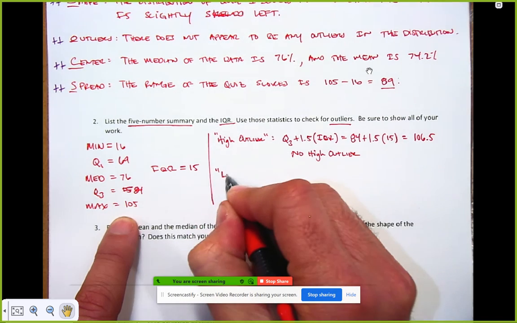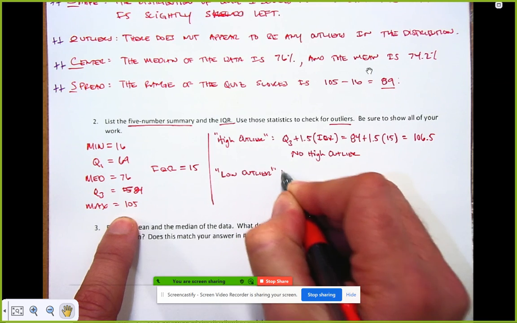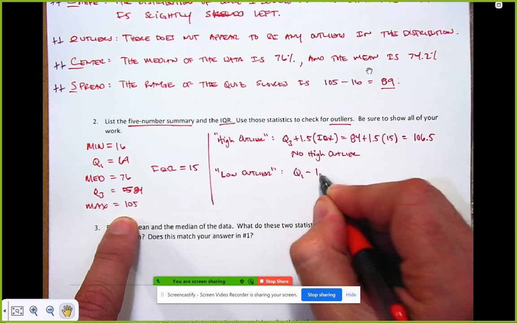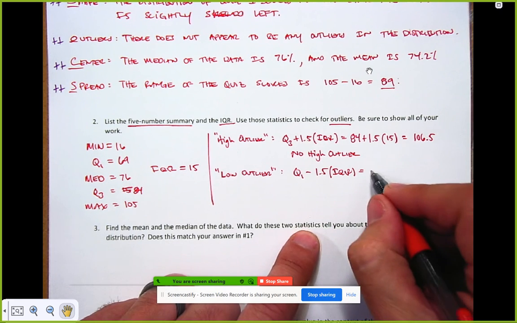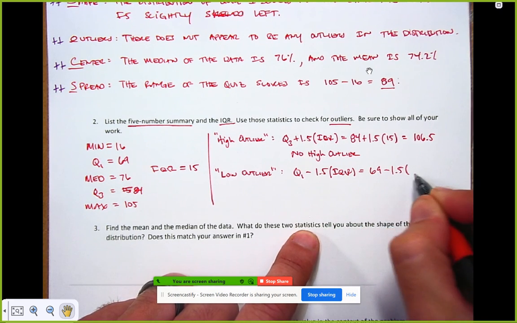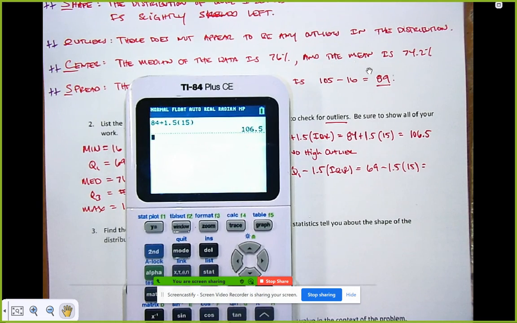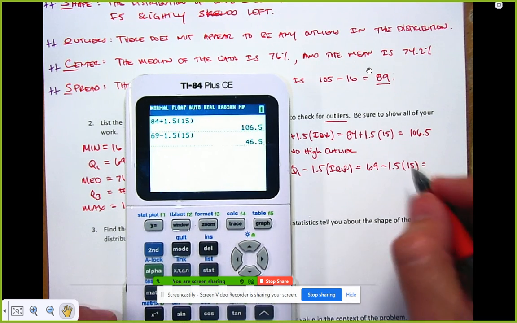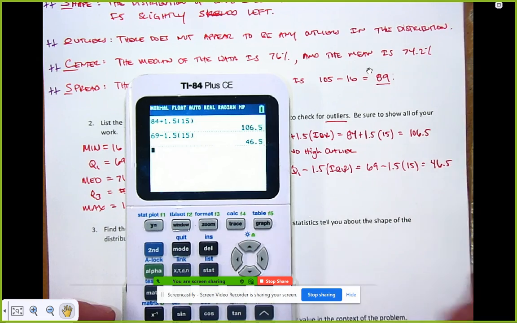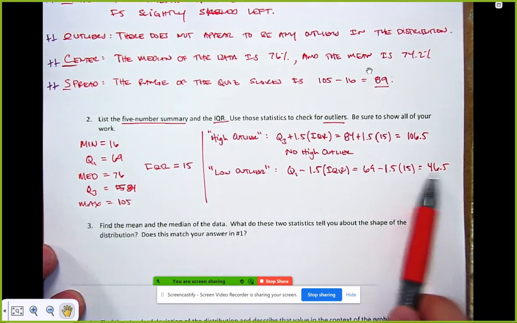Okay, now we need to check outliers on the low end, low outlier. And to do that, you do quartile 1 and you subtract 1.5 times the IQR, which is 69 minus 1.5 times the IQR again, which is 15. And so our low boundary would be 69 minus 1.5 times 15, and you get 46.5. So what does that mean? If there is any data below 46.5, those would be considered outliers.